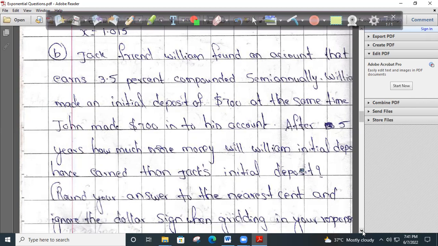These questions are difficult, but if you have followed what I explained just now, definitely you will be able to solve them. So now what is the question? There's another friend of John, which is William. He has found an account which gives 3.5% interest. If the interest is compounded semi-annually, after 5 years, how much more money will William have in his account? Round your answer to the nearest cent. $1 is 100 cents. If you know that, you can easily solve this. You just need to know $1 is 100 cents.